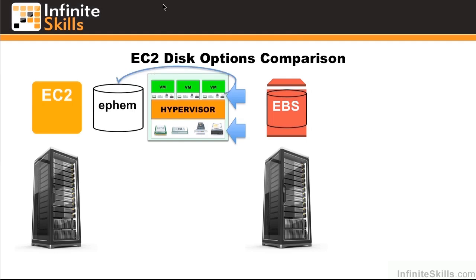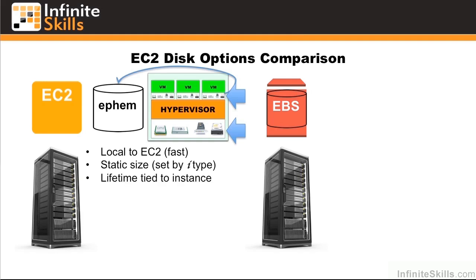Let's look at some of the advantages of ephemeral, or some of the properties. First of all, it's local to EC2, so it's very, very fast. The size is static, and it's set by the instance type. Generally, the larger instance you get, the larger ephemeral disk you get. Its lifetime is tied to the instance itself. There's no way to stop the ephemeral and store it off somewhere. It's optimized for sequential I/O.